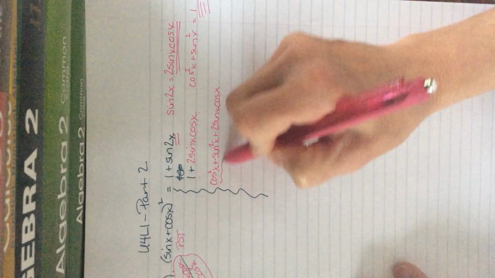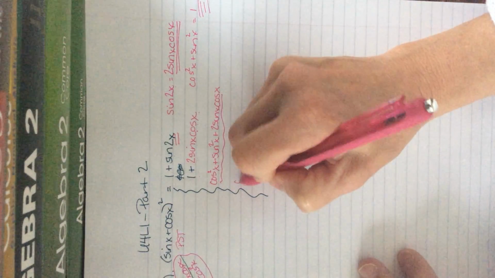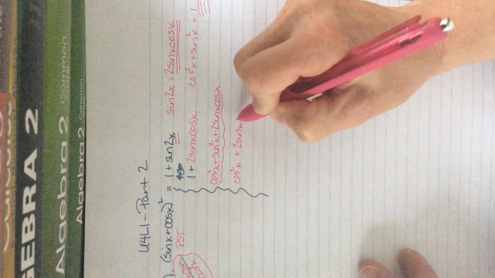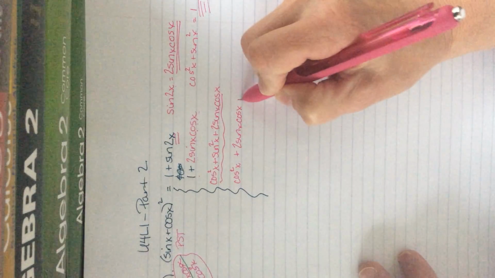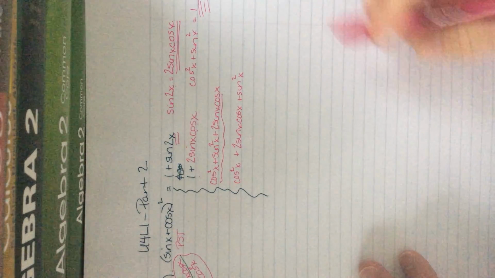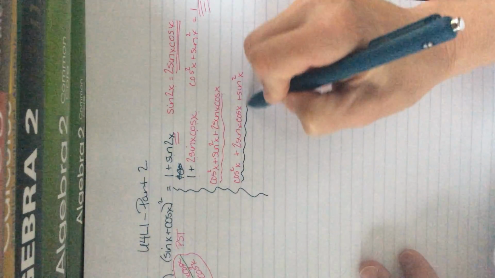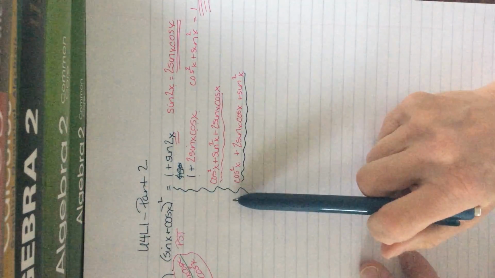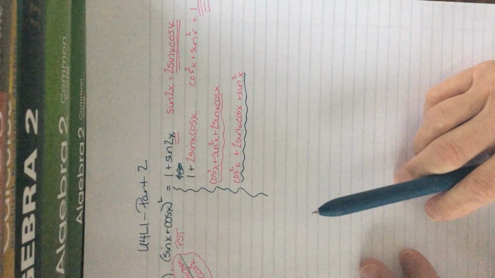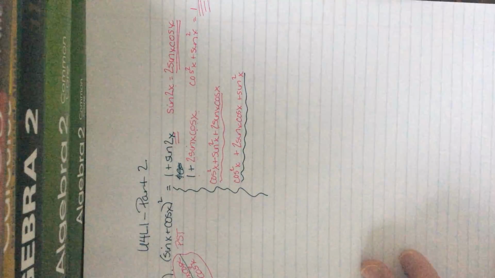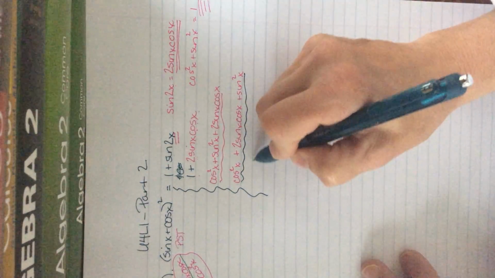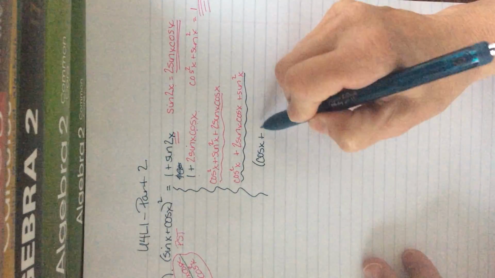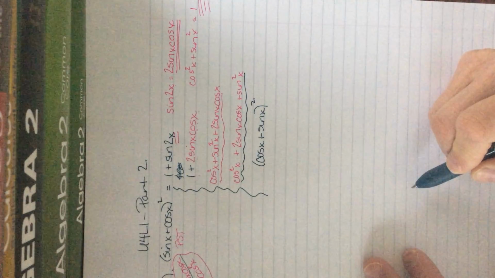If I rearrange this into cosine squared x plus 2 sine x cosine of x plus sine squared x, this is the PST that is created when you square this binomial. So if this is a PST, then this PST can be factored into (cosine of x plus sine of x) squared.